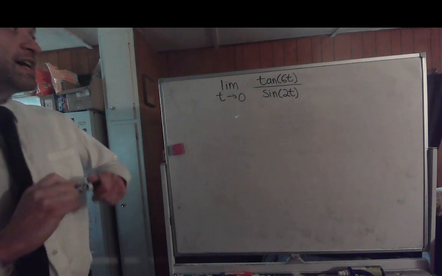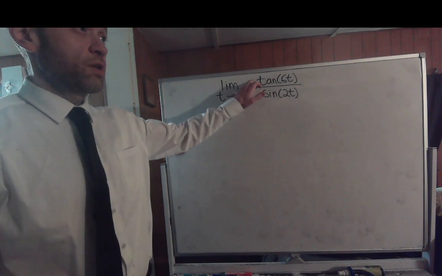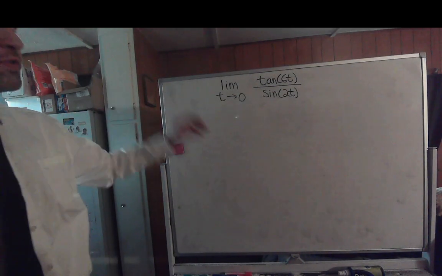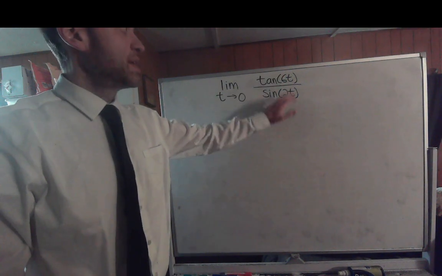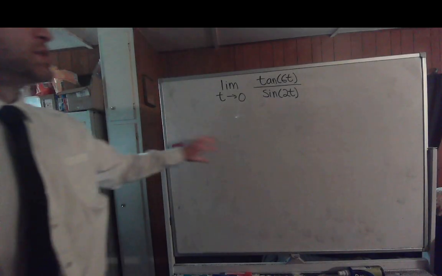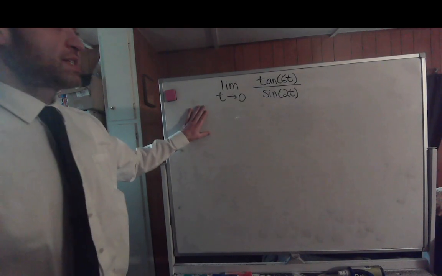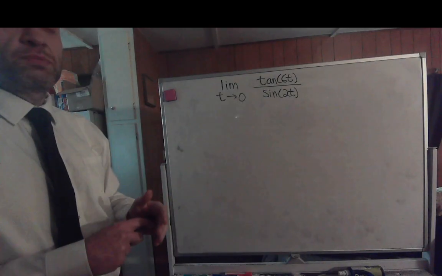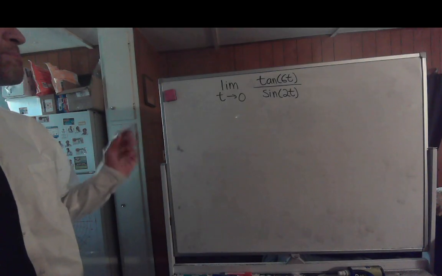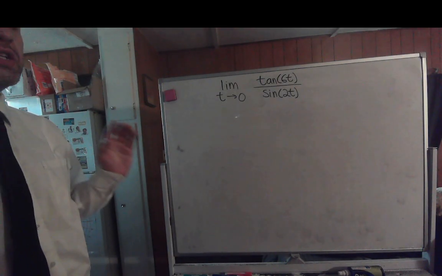So now we have a tangent in the numerator, and then we have a sine in the denominator. If you try to just plug in 0, you'll get 0 over 0, which is an indeterminate form. So we can't do direct substitution. In fact, none of these we can, because you would get indeterminate forms. So what are we going to do?